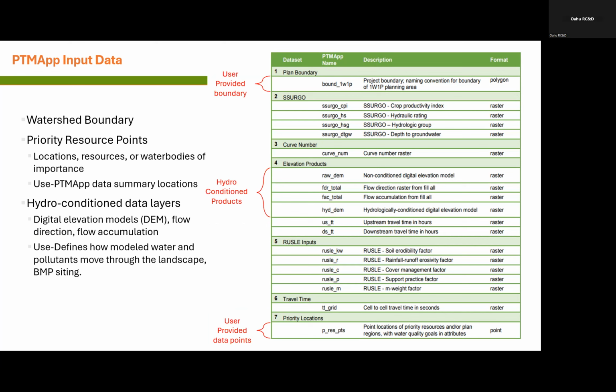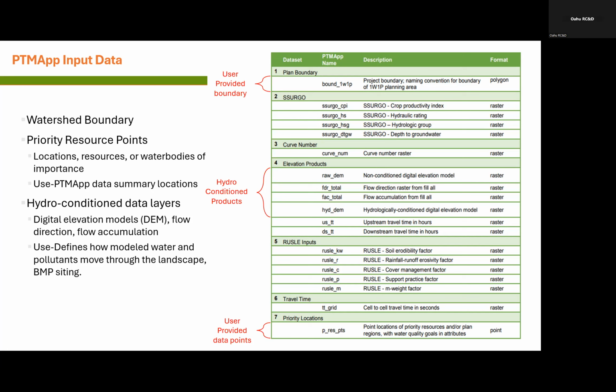Some other general inputs are, well, the watershed boundary. Where do we want to analyze? We define that watershed boundary, and that's where PTMApp will perform all the analyses. A very important layer, and this is something that Derek can probably speak to, are what are called priority resource points. So these are specific data to PTMApp. And a priority resource point is a location in the watershed that is at a resource of interest, whether it be a reservoir or an impaired water body or a water body of interest. If we put a priority resource point at that location in the watershed, it's a location where PTMApp will summarize a lot of the data that it's generating.